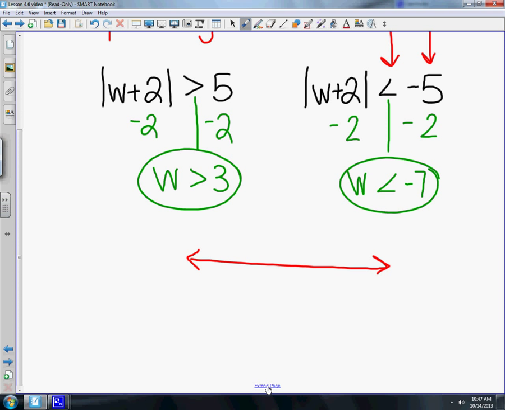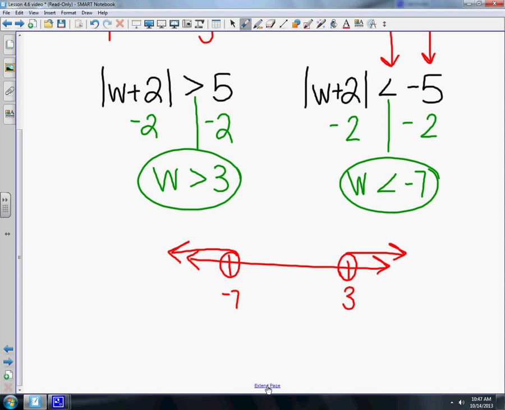Second answer. When I go to graph this, I draw a number line. I do w is greater than 3. So I go to 3, I have an open circle, and it's everything greater than. And then w is less than negative 7. So then I go to negative 7, I have an open circle, and I have everything less than.